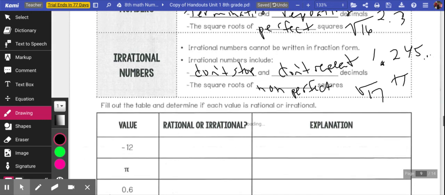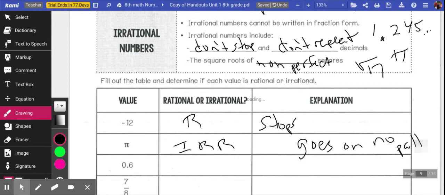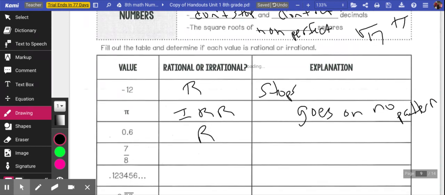So we need to determine whether these are rational or irrational and then explain why. So -12, okay, that is rational. And I just write the word that it stops, because it could be -12.0. It stops. Pi, you should know that's irrational. Goes on forever, no pattern, because repeating decimals go on forever, but they have a pattern. Okay, 0.6. Rational. It stops.